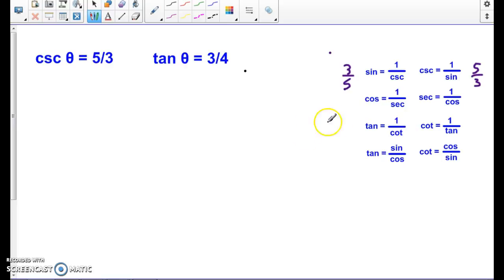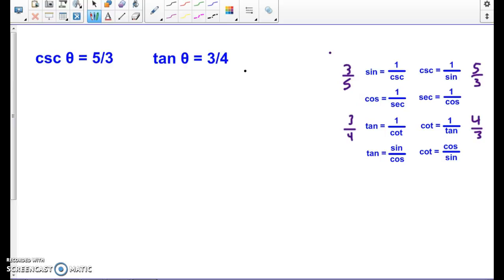If I know tangent is 3/4, what can I easily find? Well, that would be the cotangent, the reciprocal, which would be 4/3. Now I just need two trig functions left, cosine and secant. I've got to think back. I go positive sine, positive tangent.